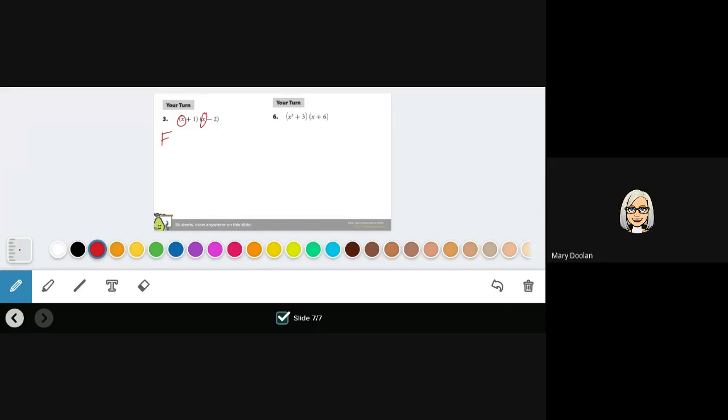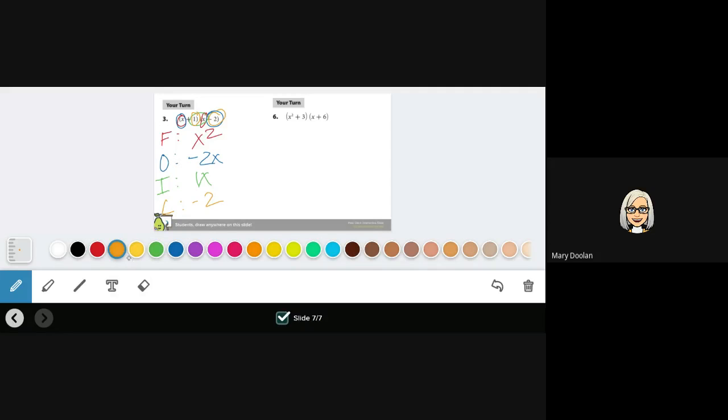X and X, wrong color. There we go. So the first two terms, we get x squared. For the outside terms, we get negative 2x. For the inside terms, it's 1 and x. And for the last terms, we get 1 and negative 2. So that would give me negative 2.